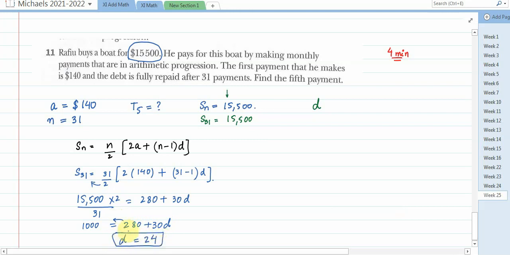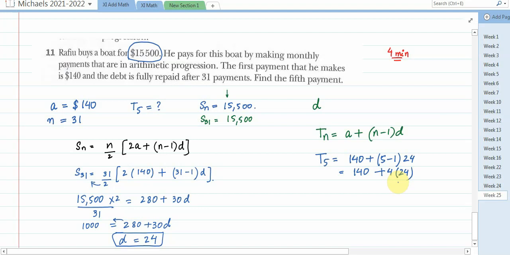Alright, once you have the value of d, now you can easily find the fifth term with the help of the working formula. Pn is equal to a plus n minus 1 times d. The value of n we have, Pn is equal to P5 is equal to a, which is 140, plus n, which is 5, minus 1 times d, which is 24. So you got 140 plus 4 times 24.